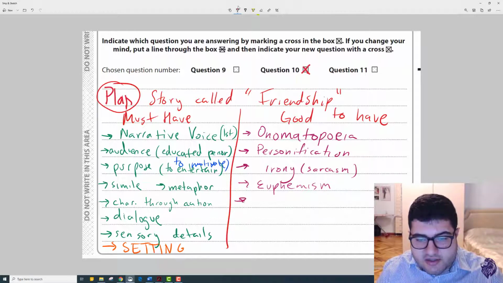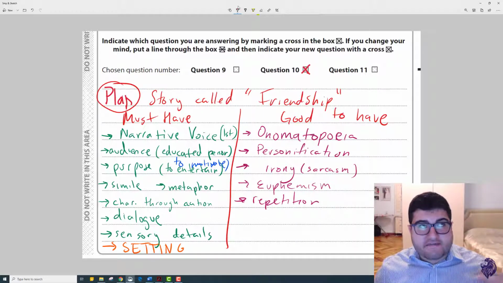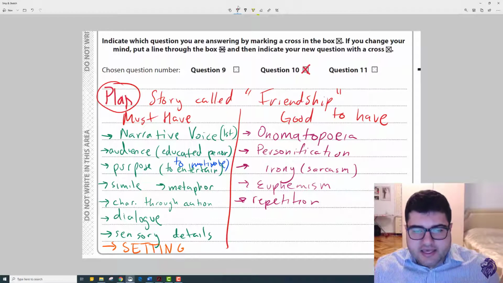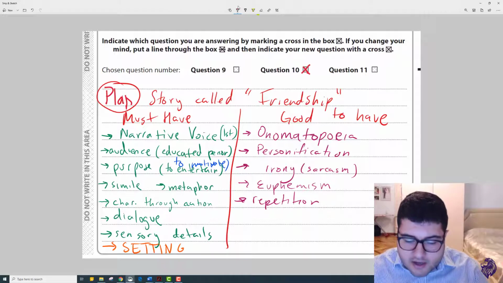Repetition is another, something that I might have. And these are things that you're not just thinking up on the test itself. It's like a list you come into the test with, like important things to have and good, easy things to add in here or there.